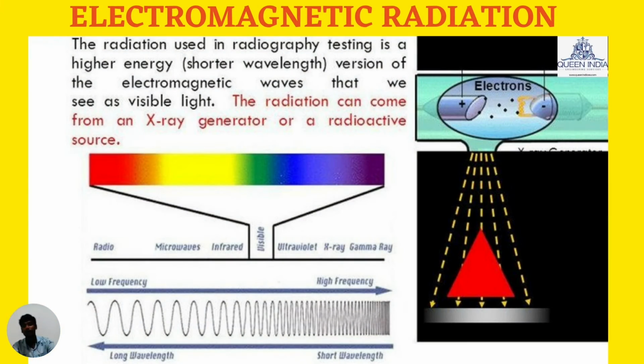Now shall we move to electromagnetic radiation? The electromagnetic radiation used in radiographic testing is a higher energy and shorter wavelength version of the electromagnetic waves that we see every day. Low frequency has a long wavelength and high frequency has a short wavelength. We use high frequency, that means short wavelength, which penetrates the material easily and finds out the defect.